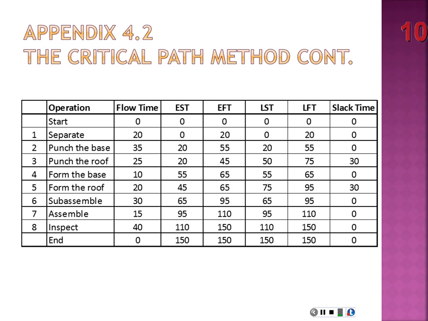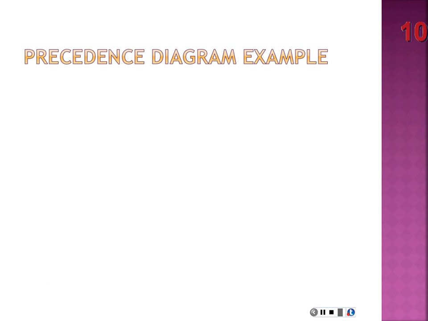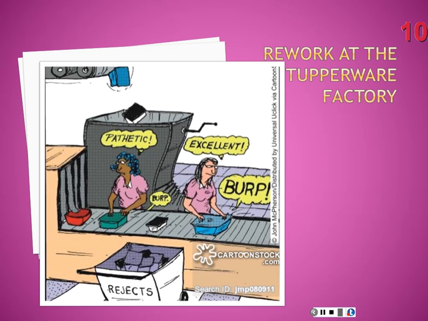But then we would transfer that into a table, right, and calculate that slack time. That's the way we make it look pretty. We get all of those tasks, the flow time, earliest start time, earliest finish time, latest start time, latest finish time. Okay? All right.